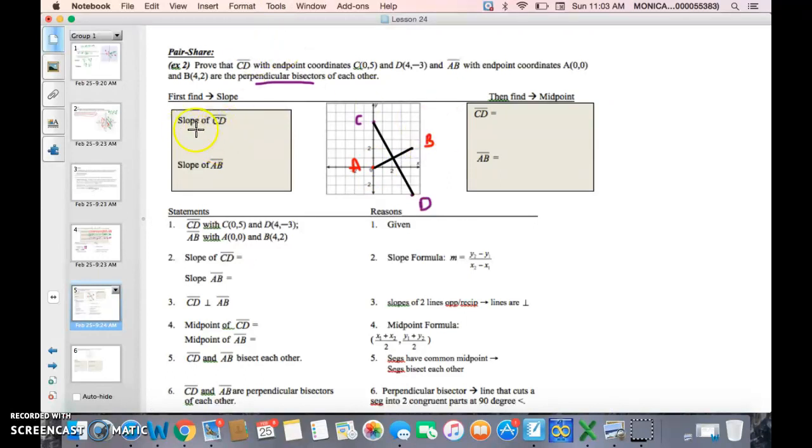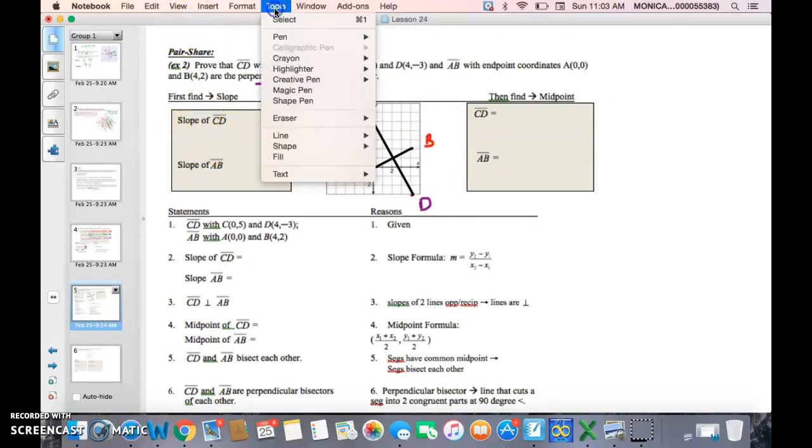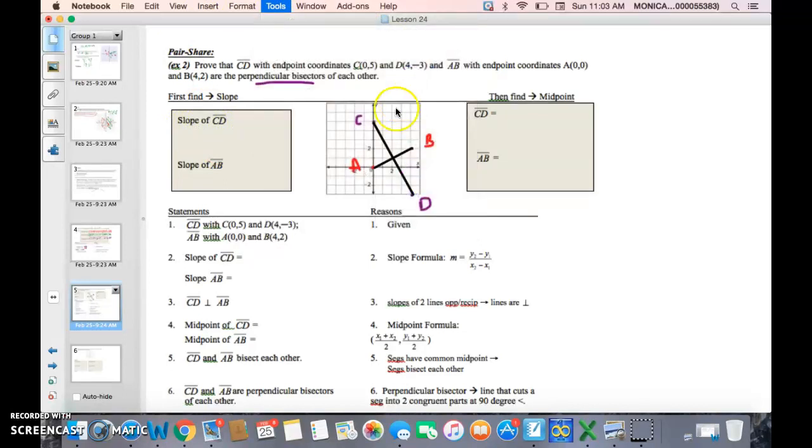So my important information is the slope of CD, which I know is negative because the line's going down. So I'm just going to go ahead and put my negative sign. And I'm going to count. Let's see, it's 1, 2, 3, 4, 5, 6, 7, 8. Negative 8 over 1, 2, 3, 4. Negative 8 over 4, which simplifies really to negative 2.